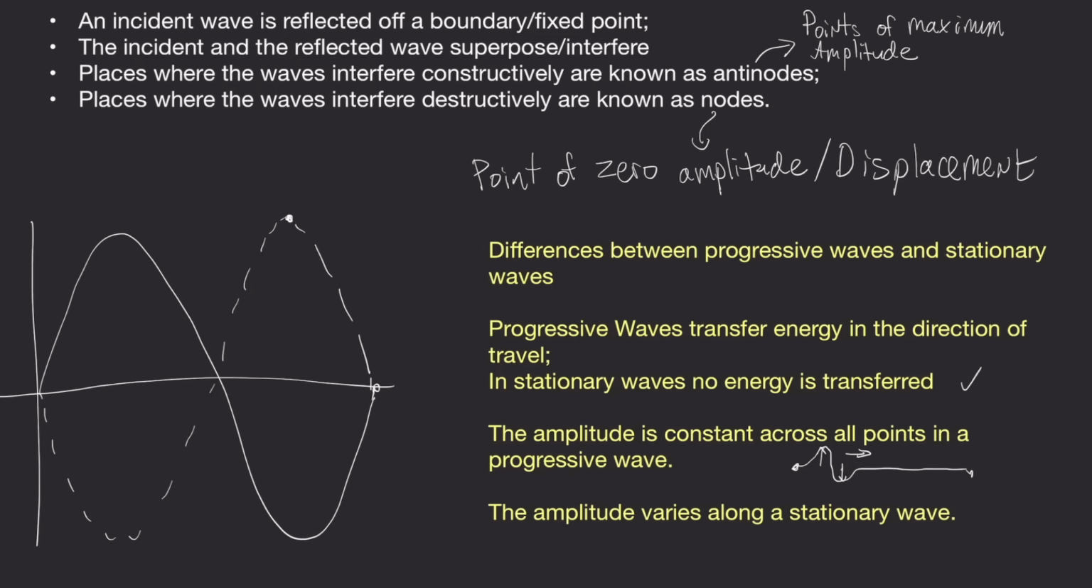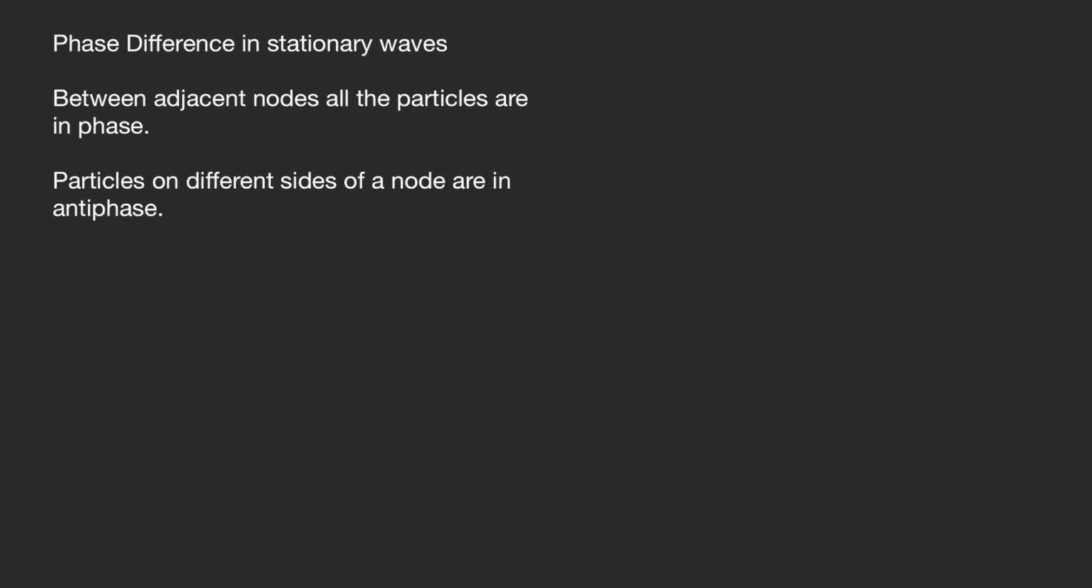And let's also talk about phase difference in stationary waves, which is a little bit tricky to understand. The two rules that I like to remember are that between adjacent nodes, all the particles are in phase, and particles on different sides of a node are in antiphase. Now, what does that mean? Imagine that we have a stationary wave. So let's say we draw a wave that looks something like this.